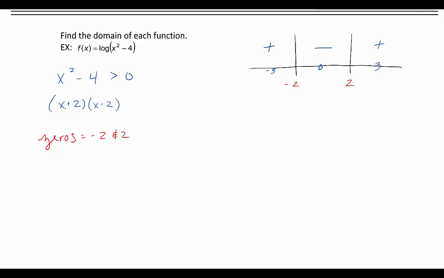We now want to choose the intervals where we are greater than 0, so that'll be the positive intervals. And now we just need to write that domain in interval notation. The domain will be negative infinity to negative 2, union 2 to positive infinity.